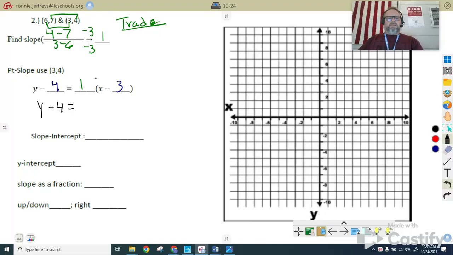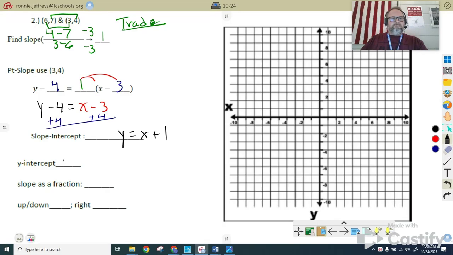Now, good thing about this over here is when you distribute by 1, it's just the same stuff. Okay? Yes, we know you're blue. Okay, thank you. So our slope-intercept would be y equals x plus 1. That's it. Y-intercept is 1, so we could go to 1.